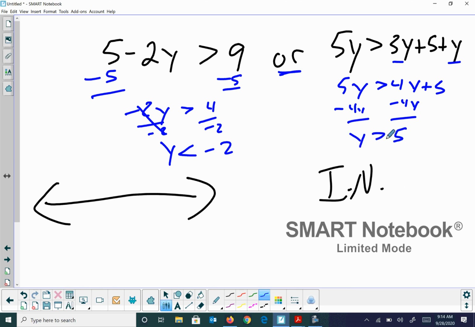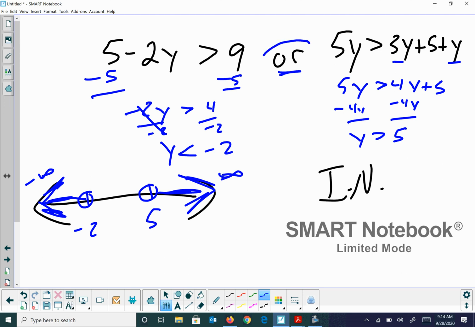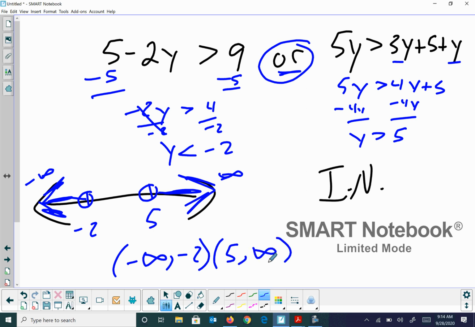Cool, so now I can go ahead and put it on my number line. So -2, open dot going this way. And 5 here, open dot going this way. So that's going to negative infinity. That's going to positive infinity. So this is an or statement. So that means that we can go from negative infinity to -2, soft bracket, 5 to infinity. And the reason this works is that's an OR. If this was an AND statement, we would have no solution, but because it's OR, it works.